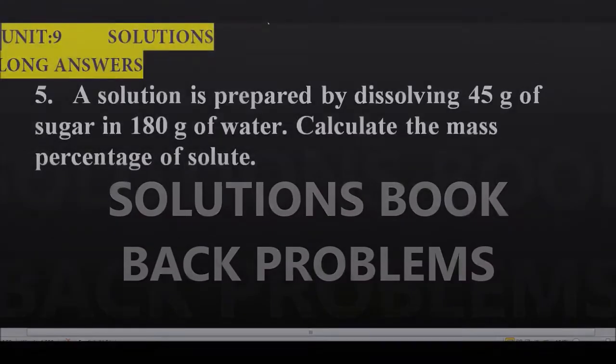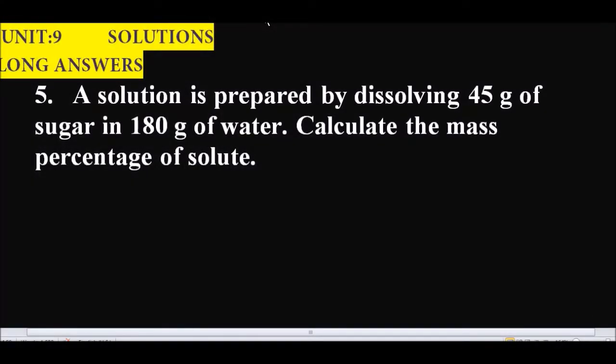Hello students, in today's session we are going to talk about the solutions lesson. In that lesson, the long answer problems which are given there. Question number 5: a solution is prepared by dissolving 45 gram of sugar in 180 gram of water. Calculate the mass percentage of solute. You are asked to find out the mass percentage of the solute.